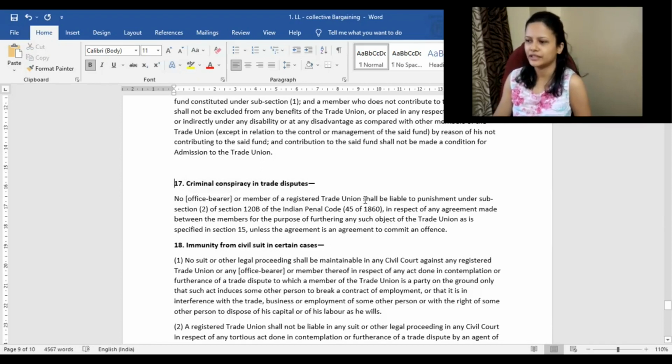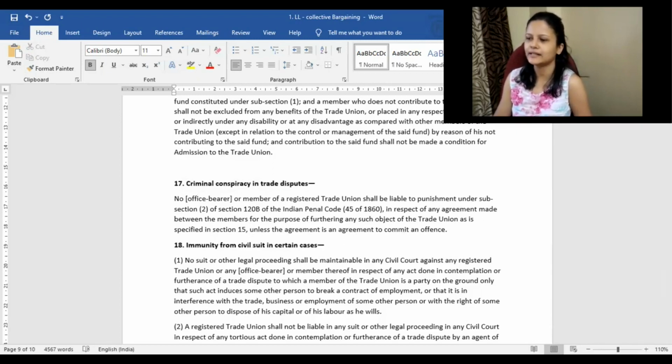This immunity is given under section 17, that no office bearer or member of a registered trade union shall be punished under subsection 2 of section 120B of IPC in respect of any agreement made between the members for the purpose of furthering any object of the trade union as specified in section 15, unless the agreement is an agreement to commit an offense.